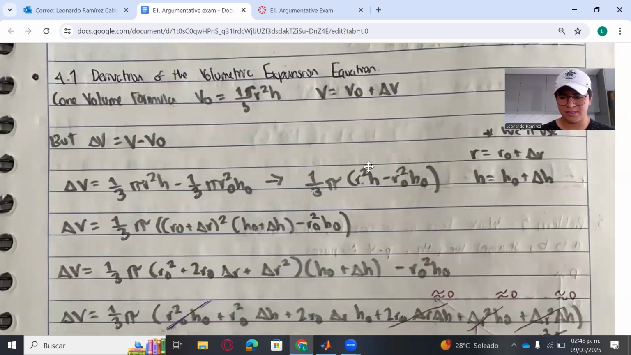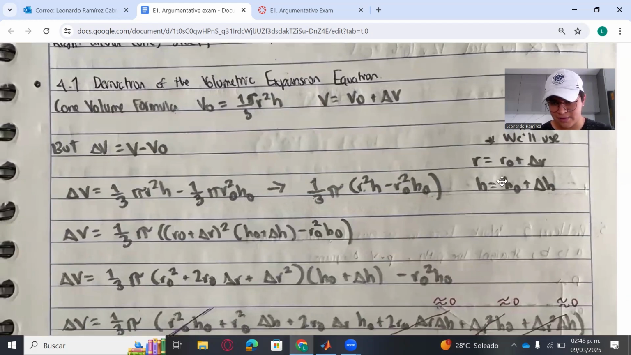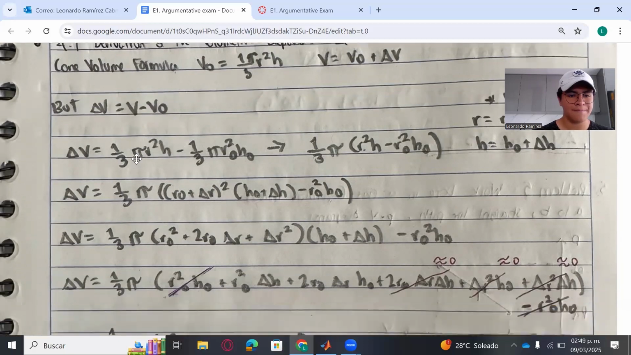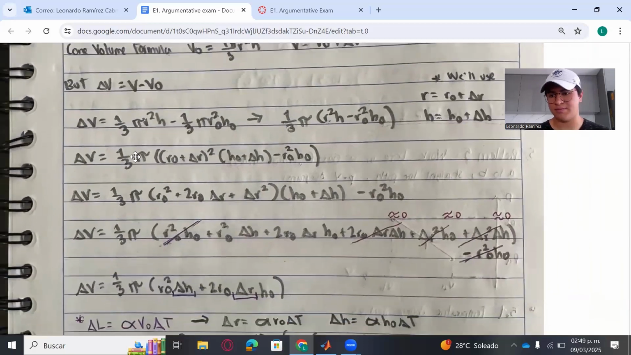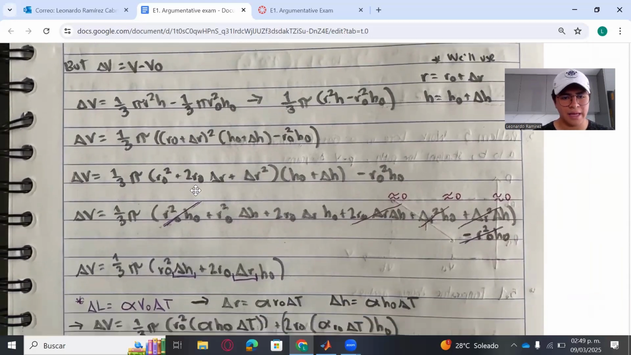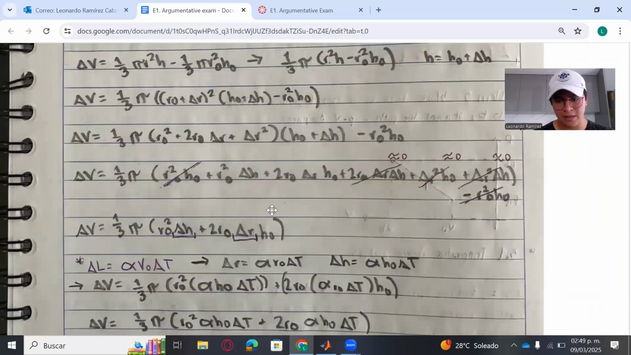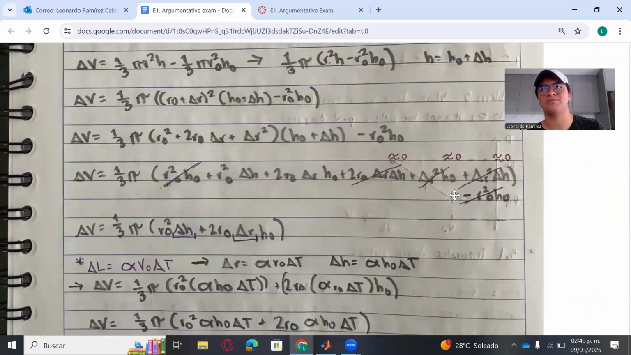Similarly to what was done in class, using R and H, because we have a multivariable function, we can just replace that. It's important to notice that delta V equals V minus V0. Performing the necessary operations, a process similar to the one done with a sphere in class, we get this. At the end, we have some negligible variables because they are really near zero.